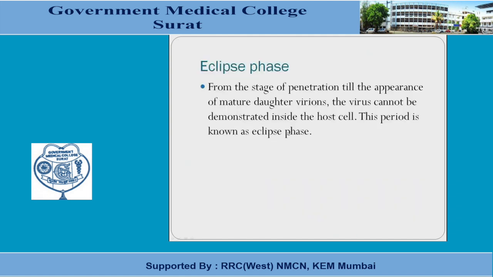Now the eclipse phase. So this is also important. From the stage of penetration till the appearance of the mature daughter virion, the virus cannot be demonstrated inside the host cell. This period is known as the eclipse phase.